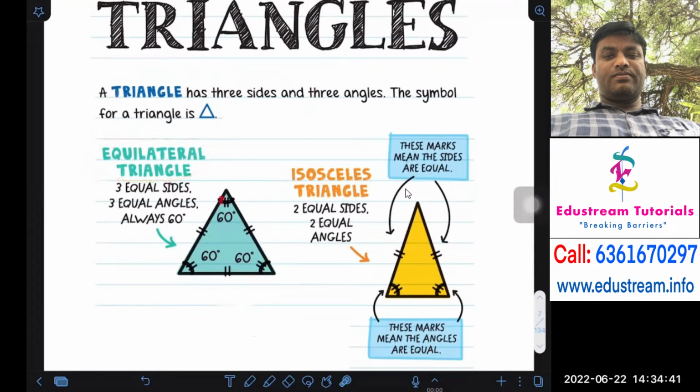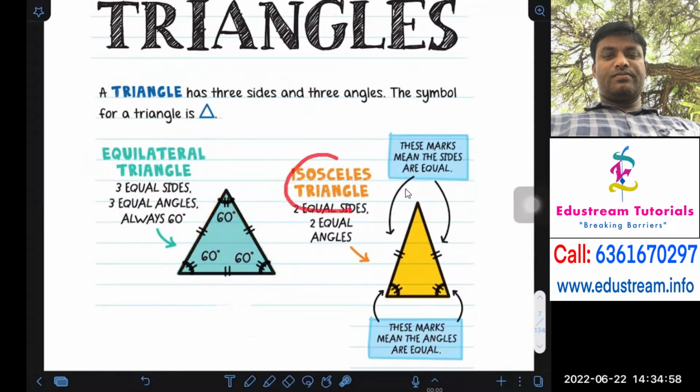An equilateral triangle has three equal sides and also three equal angles. So each angle will measure 60 degrees. Equilateral triangle always has 60 degrees. Length can vary, but the angle will be 60 degrees.